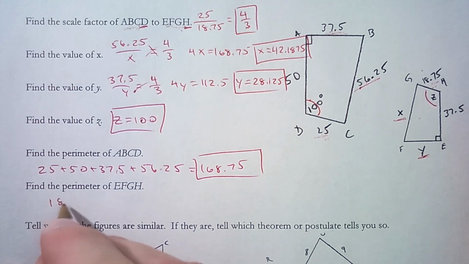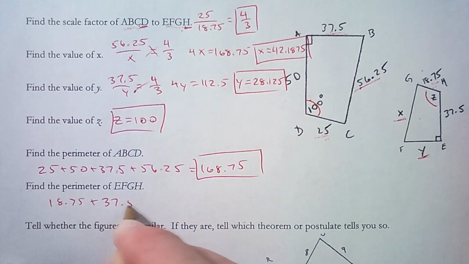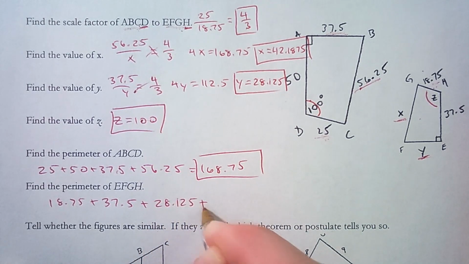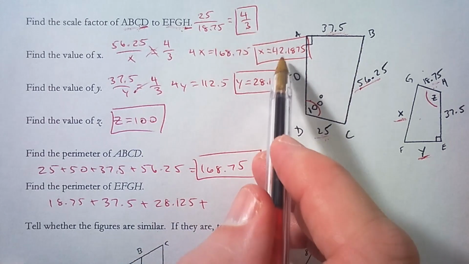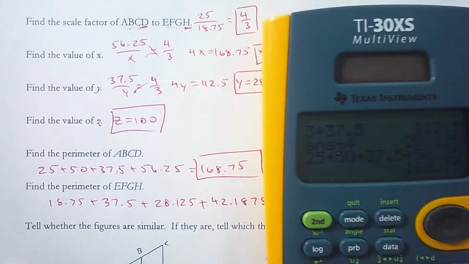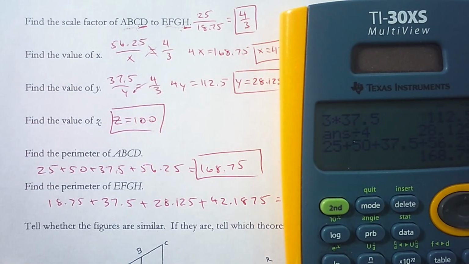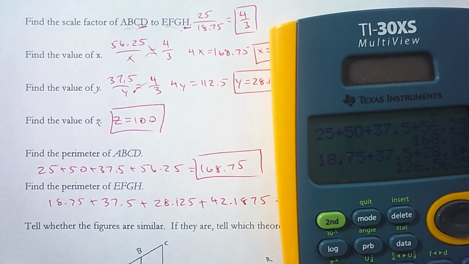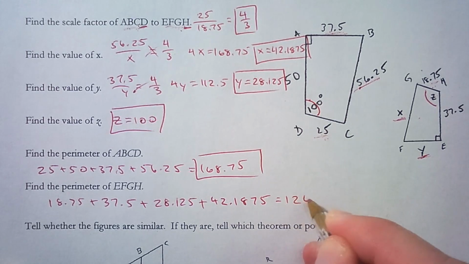Okay, then for EFGH, I have 18.75 plus 37.5 plus Y, which is 28.125, plus X, which is 42.1875. Okay, so I can add those four numbers together. So I've got 18.75 plus 37.5 plus 28.125 plus 42.1875, and I get a perimeter of 126.5625.